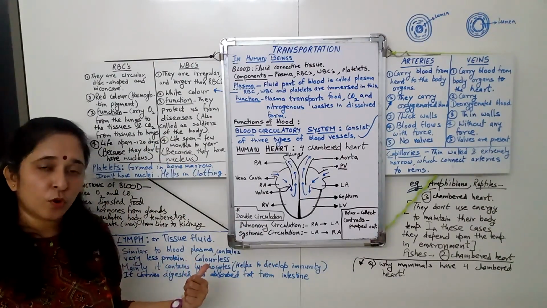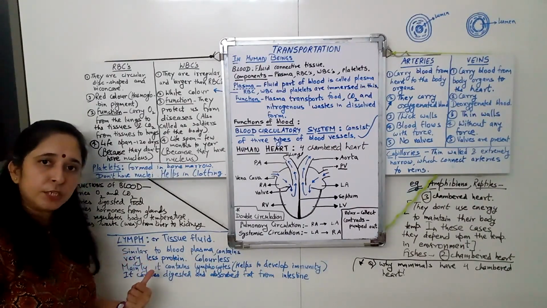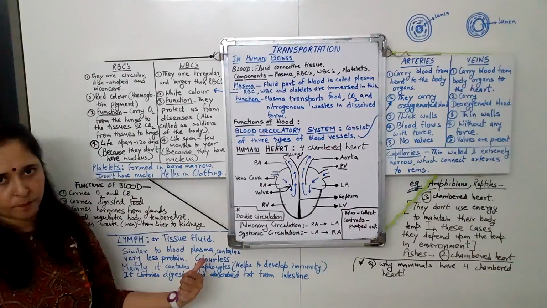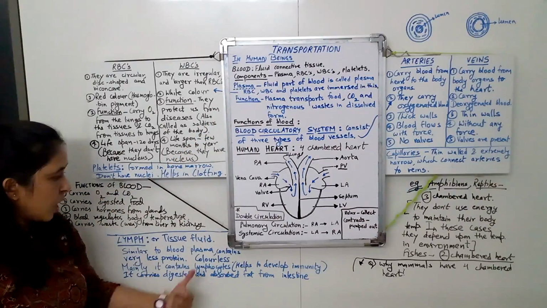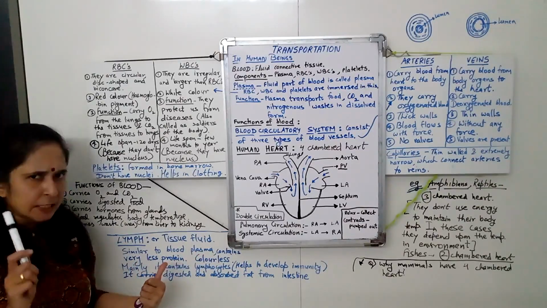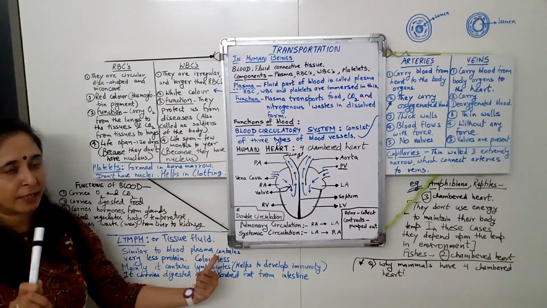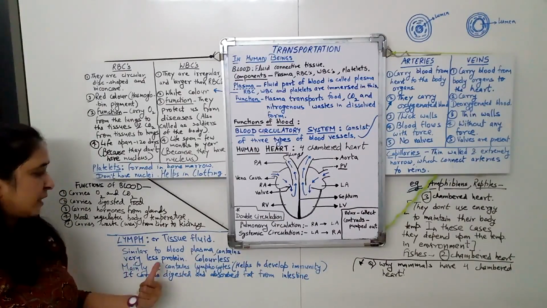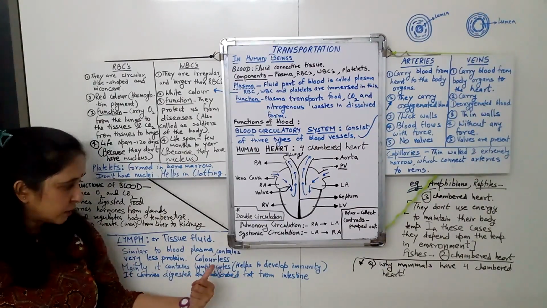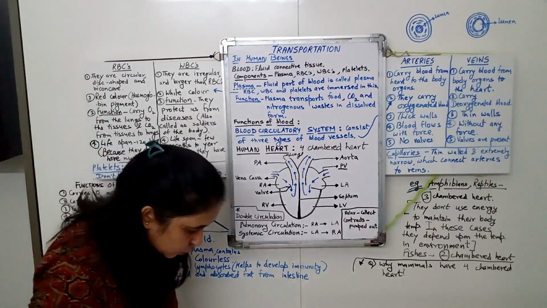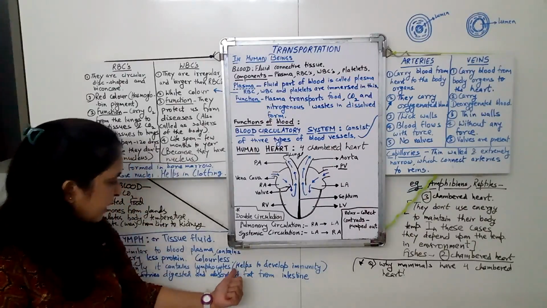Lymph is also called tissue fluid. Fine. So that is very much similar to the blood plasma. Plasma we have already discussed. Now, it contains very little protein, okay, and it is colorless because it doesn't contain any pigment. Mainly it contains the lymphocytes. What is this word, lymphocytes? Actually, lymphocytes help to develop our immunity. Fine, so that is the main function.